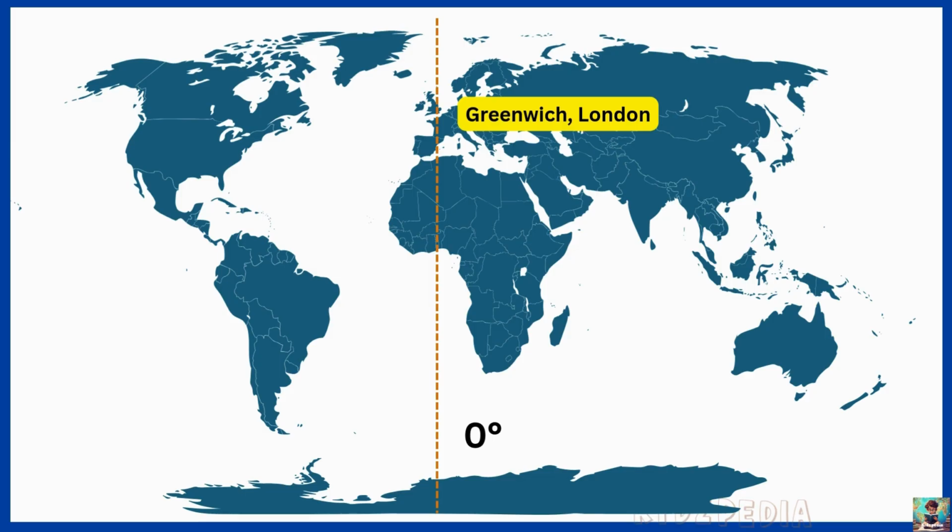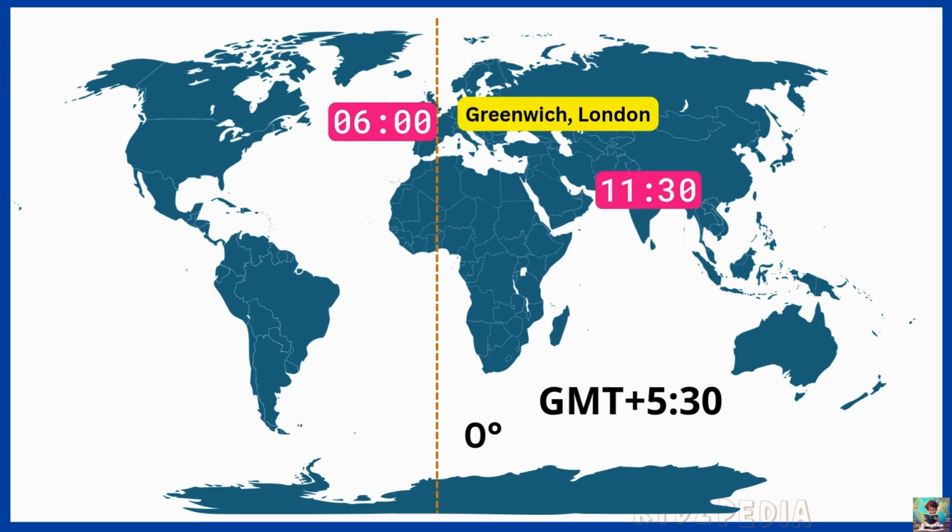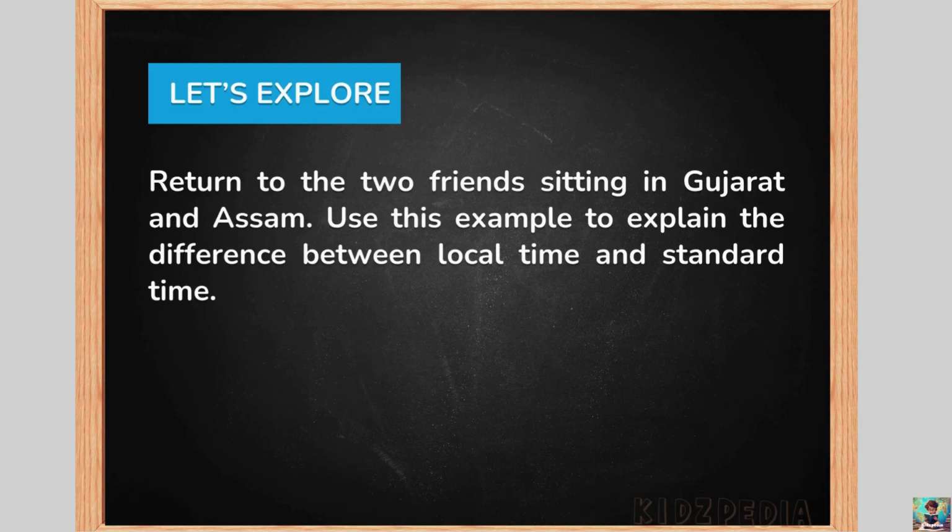So, if it's 6 a.m. in Greenwich, what will be the time in India? We need to add 5:30 to the Greenwich Mean Time. So, GMT plus 5:30. It will be 11:30 a.m. in India. Let's explore. Write to the two friends sitting in Gujarat and Assam. Use this example to explain the difference between local time and standard time.